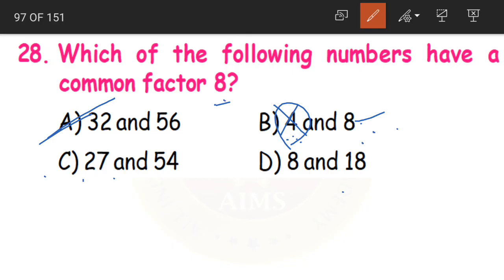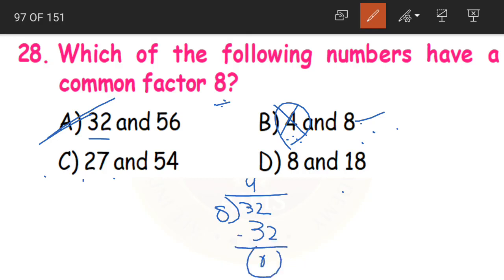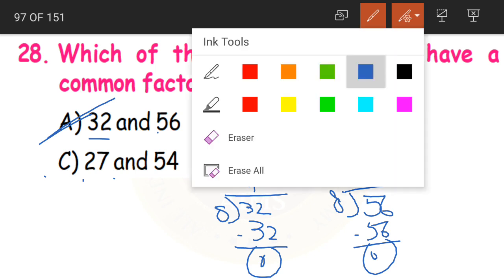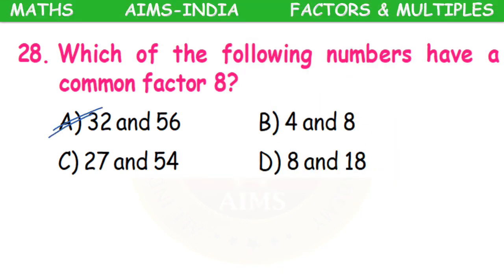Now if you want, the other way to find out is, you can divide 32 by 8. 8 fours are 32. When we subtract, 0 is our remainder. Again divide 56 by 8. We have 8 sevens are 56, and when we subtract, 0 is our remainder. Yes, in both the cases 0 is our remainder. So 8 is a common factor of both 32 and 56.